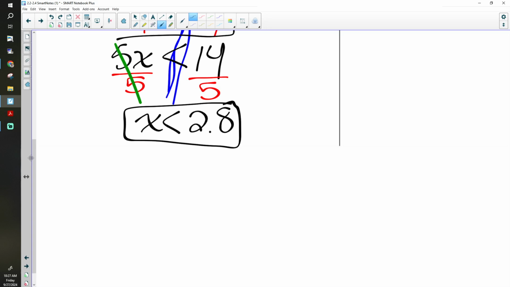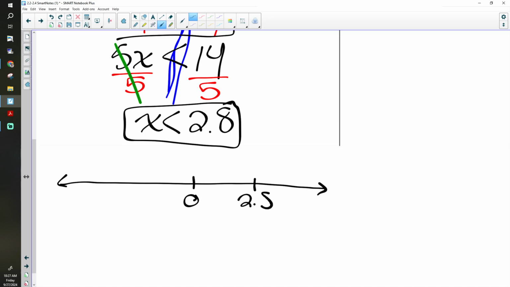Draw your number line and graph your inequality. Put your 0 in the middle. Where's our 2.8 on here? About right side or left side? Right. Doesn't matter where, just put it on the right somewhere. Open or closed circle? Open. Then it's going that way. X is less than, and all the numbers less than 2.8 are to the left. There we go. Beautiful answer.